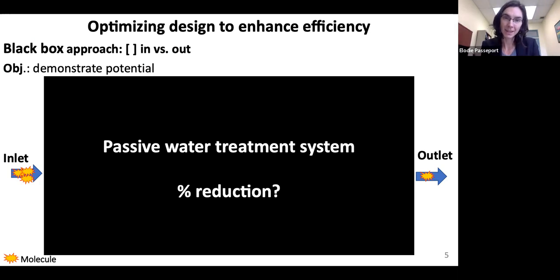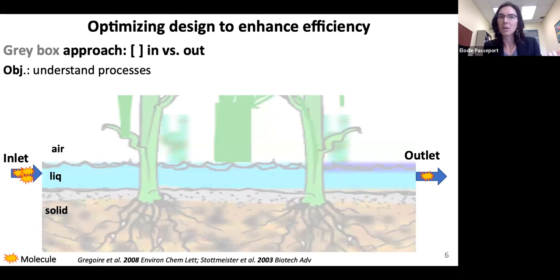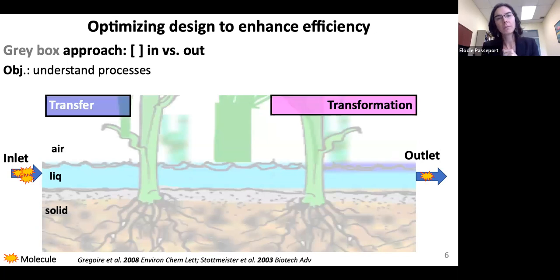But if you want to optimize this system to make them more effective at destroying contaminants and more robust, then you need to employ more gray box approaches where you try to understand the transfer and transformation mechanisms that govern the fate of contaminants in this kind of system. So here I schematically present what could be a wetland or a type of green infrastructure where you have some sort of soil or media, some liquid aqueous phase and the air and maybe some plants.